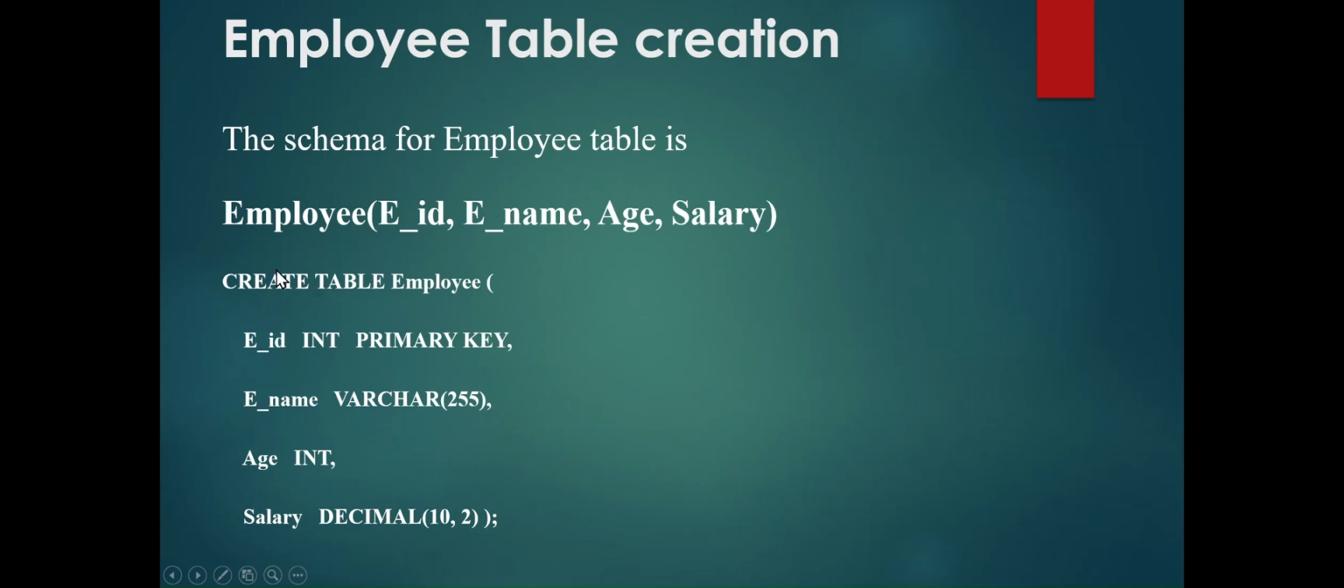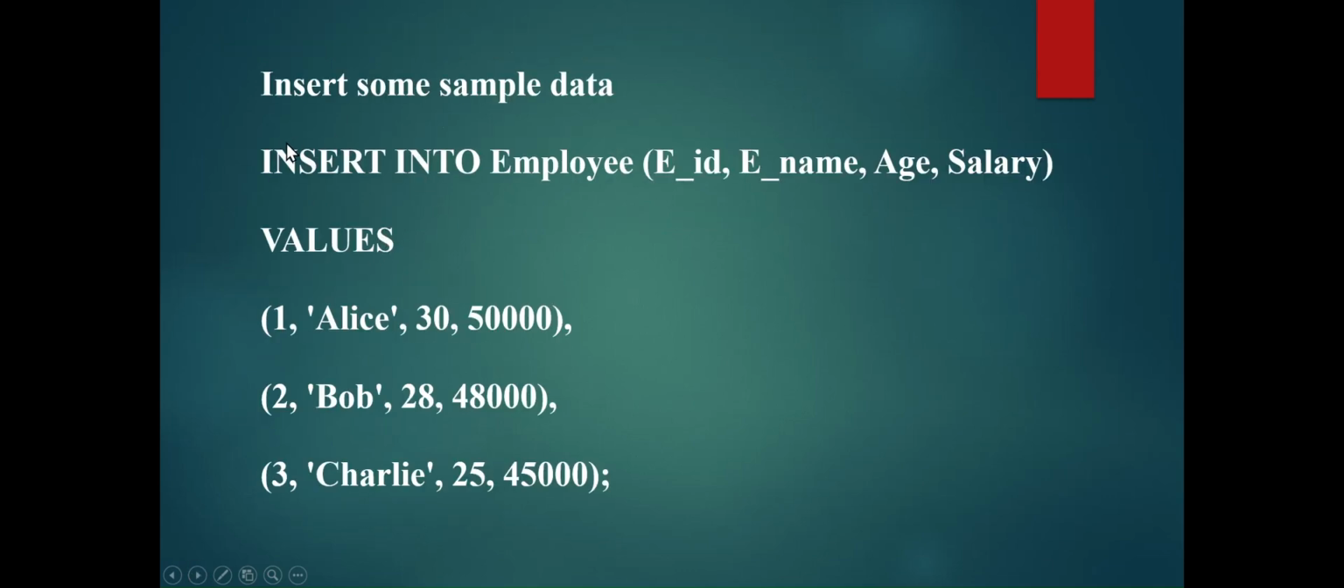So to create a table, this is the syntax: create table followed by the table name. Next we need to insert the values into the table. To insert multiple values into the table, we use this syntax: insert into followed by the table name and all attribute values, then give the data. For example, insert into the table employee, employee ID 1, employee name Alias, age is 30, salary is 50,000. So like this we give the values.